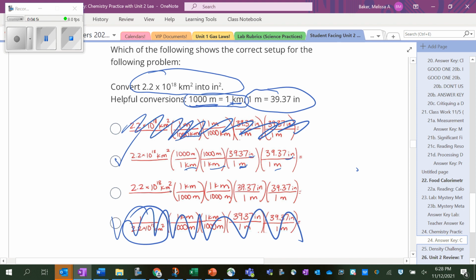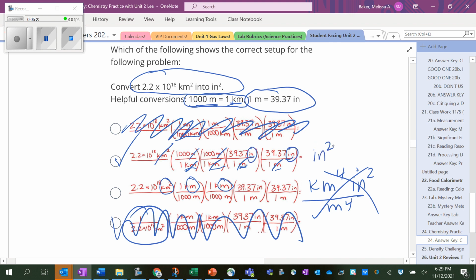This one's not right because look, it has kilometers and then kilometers on the top here. So you'd end up with some weird units of like kilometers to the fourth, inches squared over meters to the fourth, which doesn't make any sense. Here, kilometers squared cancels out with 2 kilometers. 2 meters cancels out 2 meters, and I'm left with inches times inches, which would be inches squared, which is exactly what the question's asking me for.